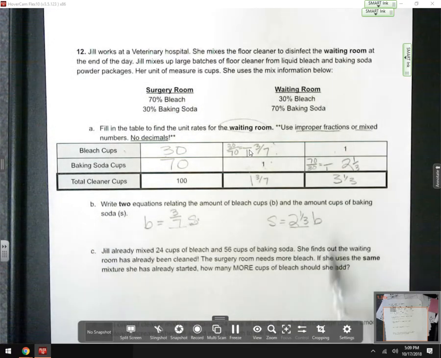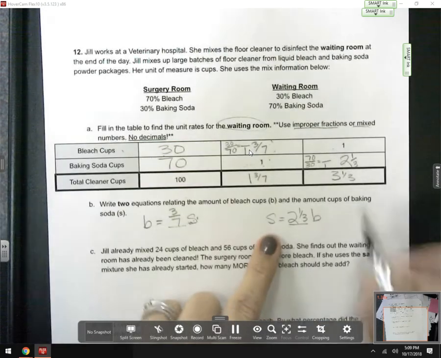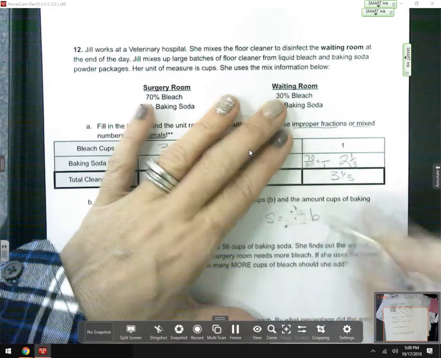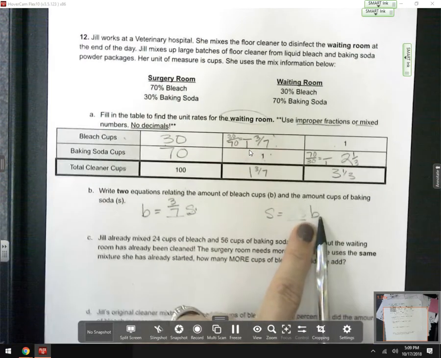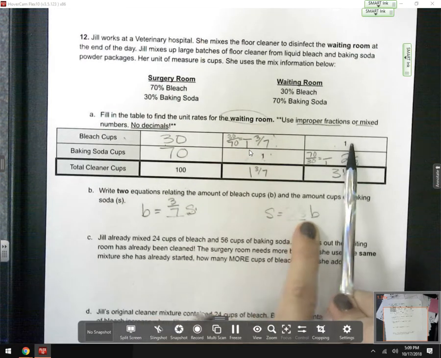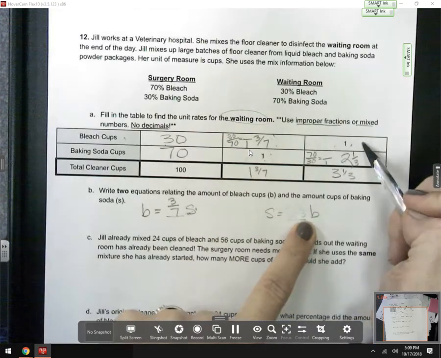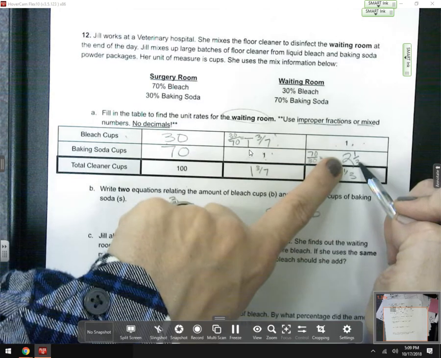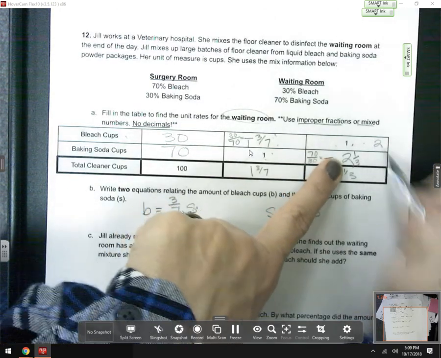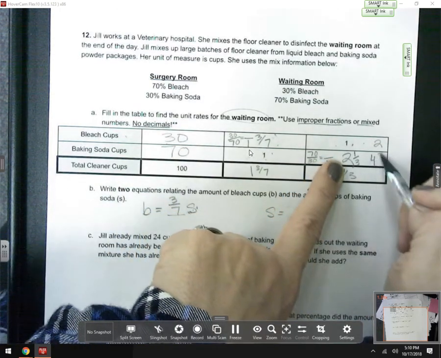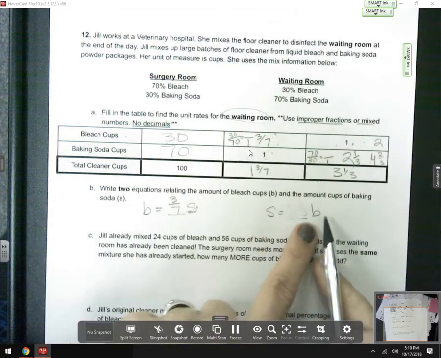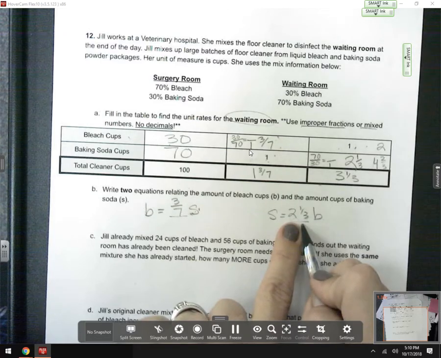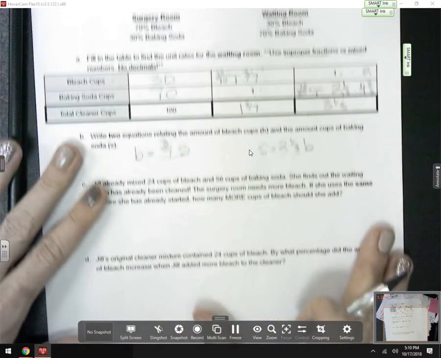Sorry guys, I got a little distracted while I was doing that last one. Let me re-explain that. I want to know for every 1 cup of bleach, how much baking soda, right? So here's my 1 cup of bleach. Every time I do 1 cup of bleach, I'm adding 2 1/3 cups of baking soda. So if I did 2 cups of bleach, I'd have 4 2/3 cups of baking soda. So that's why this goes here. For every 1 bleach, I've got 2 1/3 baking soda. Hopefully that helped with that one.